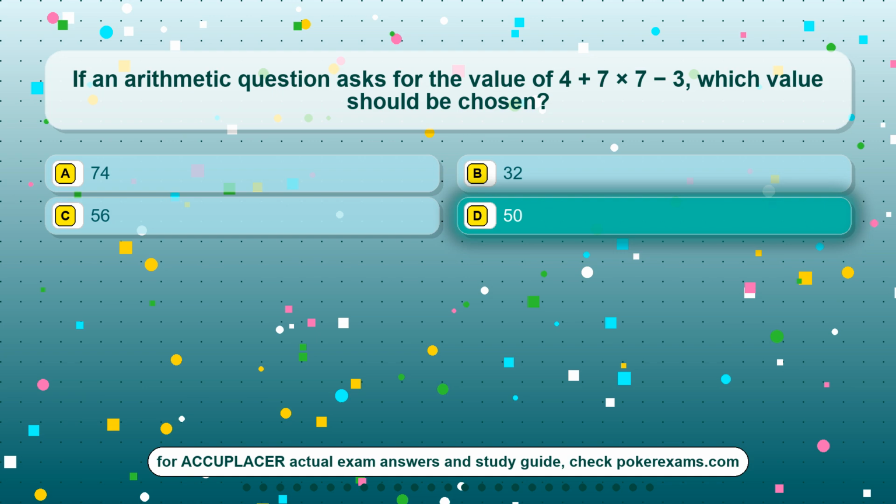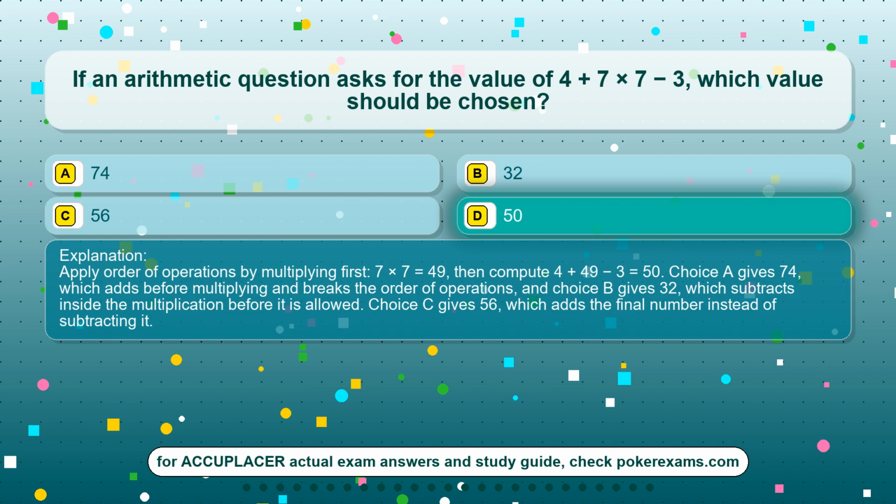The correct answer is option D, 50. Apply order of operations by multiplying first. 7 times 7 equals 49, then compute 4 plus 49 minus 3 equals 50. Choice A gives 74, which adds before multiplying and breaks the order of operations, and choice B gives 32, which subtracts inside the multiplication before it is allowed. Choice C gives 56, which adds the final number instead of subtracting it.